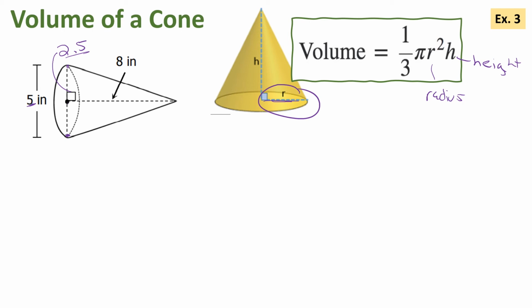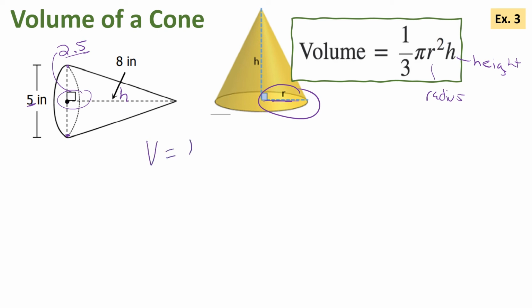The height is, again, perpendicular to the base. Since the base is a circle here, the height is perpendicular to the base. That right angle tells me it is perpendicular. So this would be the height here. So although this cone is sideways, I know that this is the height because it makes a right angle with that base. And so I have all the information that I need. I could just plug it into the formula.